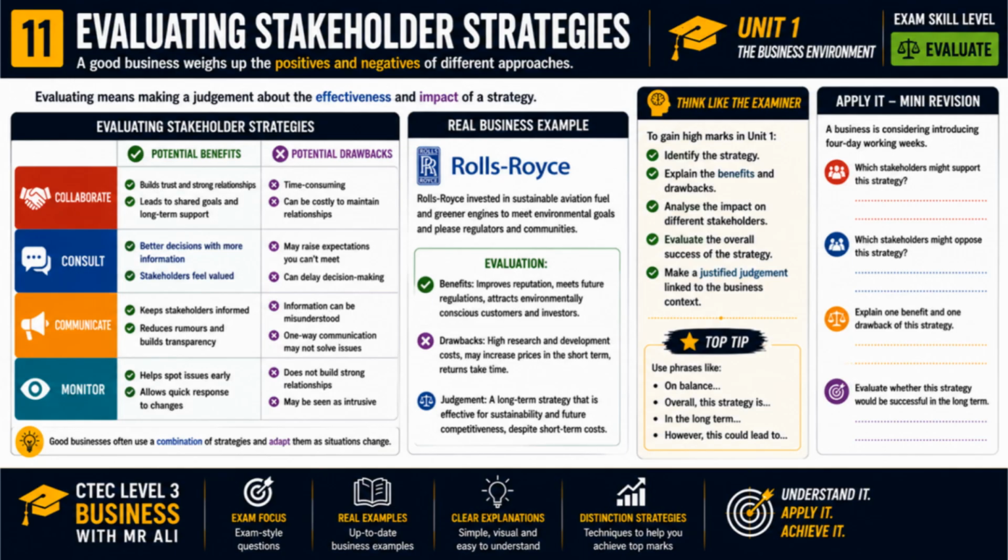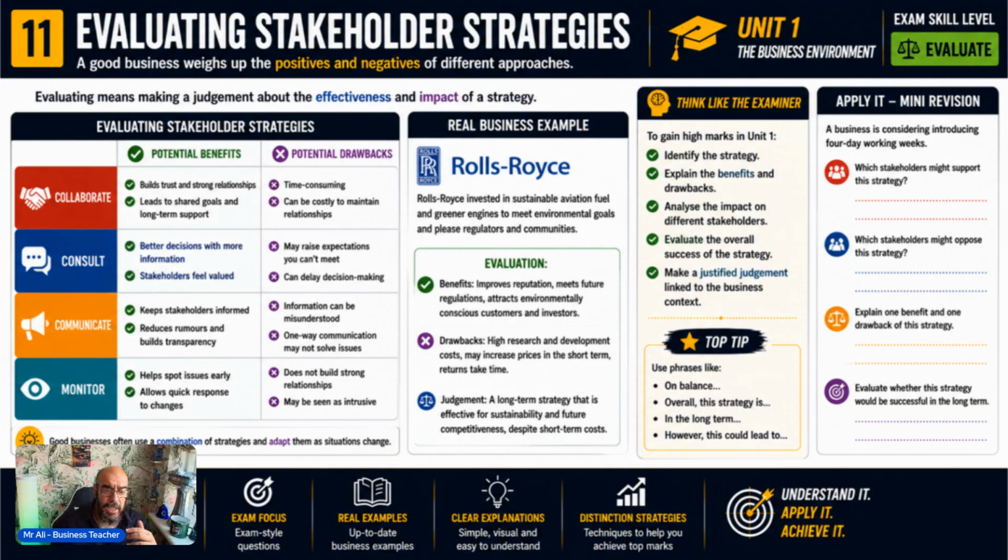So, top tip, use phrases like on balance, overall this strategy is, in the long term, however, this could lead to. One of the number one questions that I get asked by students when it comes to giving answers is, how should I start? How should I connect? How should I end? So the top tip there is about sentence starters, how to link your sentences, how to link paragraphs, how to link those stages as you go through identifying, talking about benefits and drawbacks, analyzing, evaluating, and then making that judgment. These are the sentence starters that help you really get the examiner's attention and make sure that you've got a cohesive answer that you're giving.